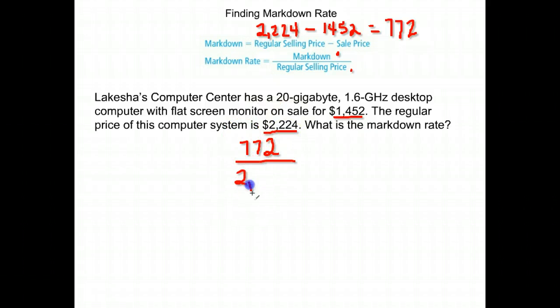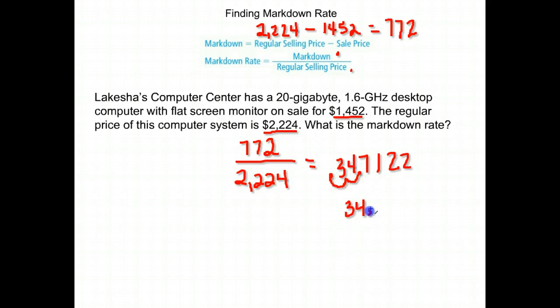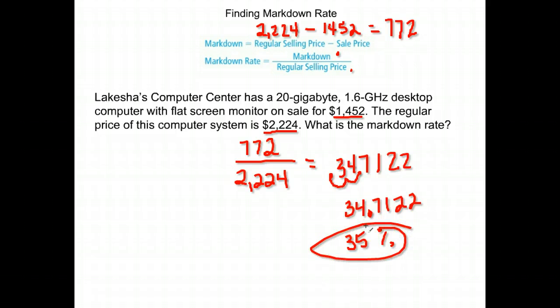So make sure you use the regular selling price and not the new price. We have 772 divided by 2,224, and we get 0.347122. We want to write that rate as a percent, so we move the decimal 2 places to the right. That gives us 34.7122, and we round to the nearest percent. So our answer is 35% markdown.